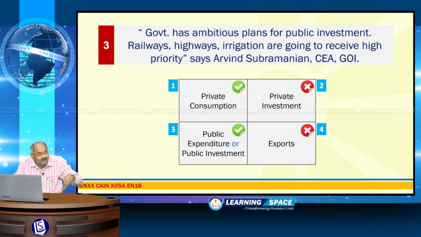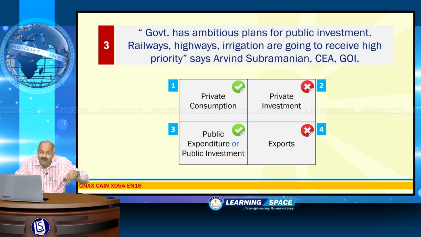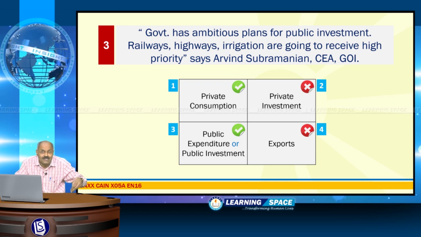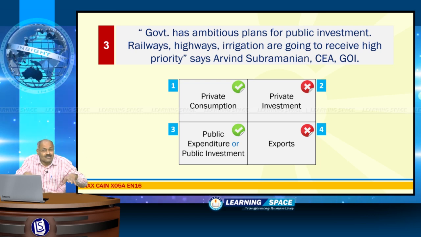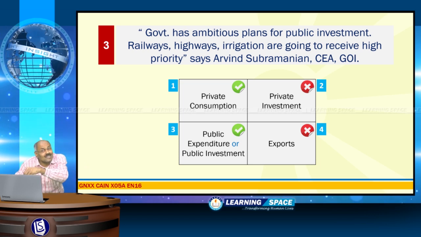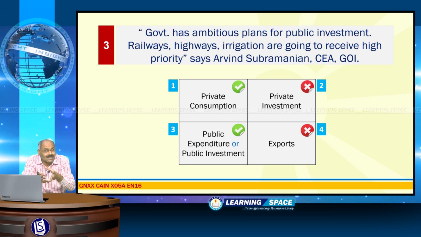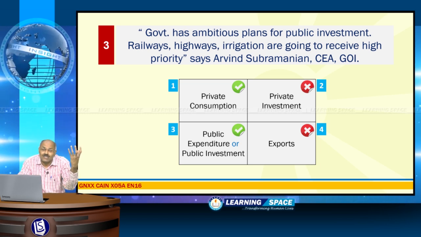Third one is public expenditure. Public expenditure is the expenditure which government spends on highways, railways, ports, irrigation. This is public expenditure that is spent by government. Fourth one is exports. So, these four are basically responsible for increase in GDP.